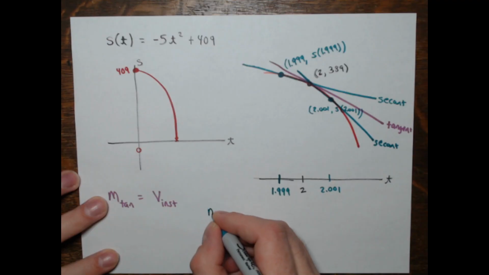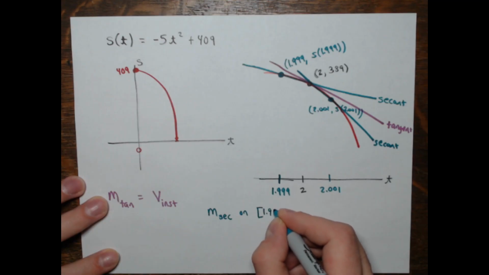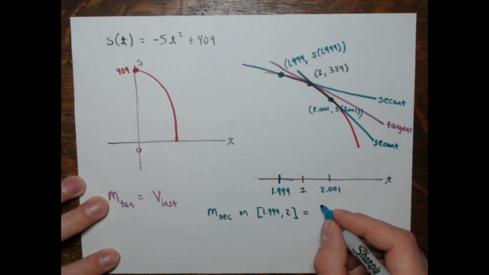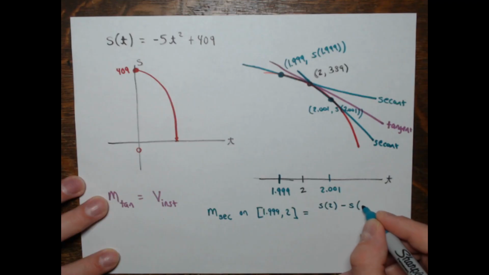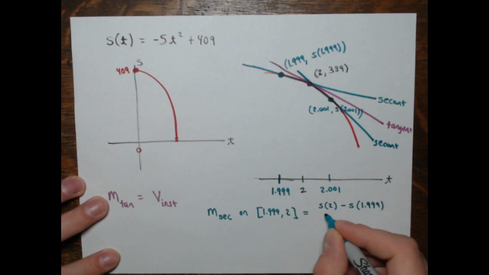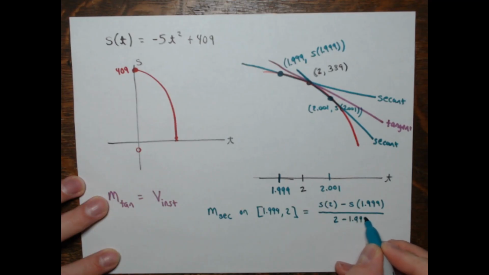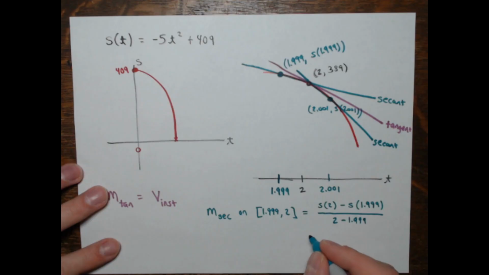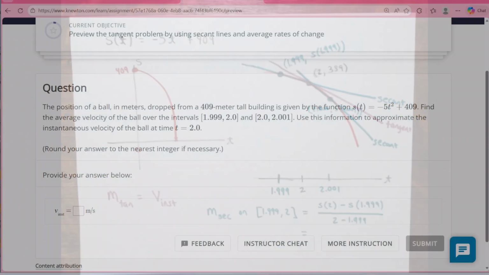All right, so I'm going to find the average velocity, the slope of the secant line on that interval from 1.999 to 2 that they asked for. So this is the value of S at 2 minus the value of S at 1.999, the change in output, divided by the change in time, which is 2 minus 1.999. So 1,000th of a second will be in the denominator here. So I'm going to have a calculator do this for me.